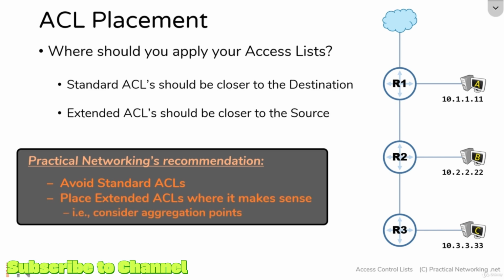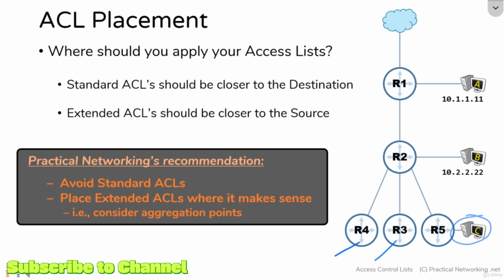The idea there is to consider aggregation points. If this is your topology, then sure, applying an extended access list right here makes sense. But if your topology is a little bit different, and now you're trying to prevent host C and possibly other hosts hanging off R3 and R4 from speaking to host A, then maybe the best place for your extended access list would be right here or possibly right here. That's what I mean by consider aggregation points.